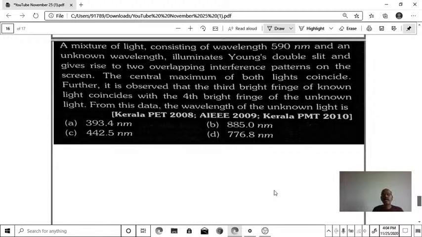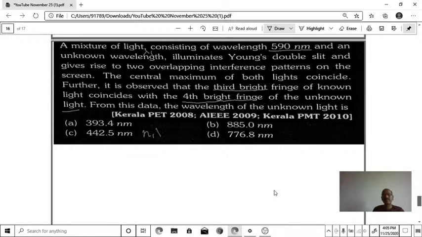A mixture of light consisting of wavelength lambda 1 nanometer and another unknown wavelength lambda 2 illuminates a double slit and gives rise to two overlapping interference patterns on the screen. The central maxima of both coincide. Further, it is observed that the third bright fringe of the known light coincides with the fourth bright fringe of the unknown light. From this data, find the wavelength of the unknown light. Don't confuse, it is very simple.